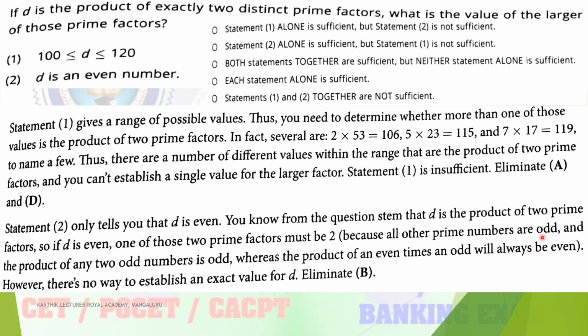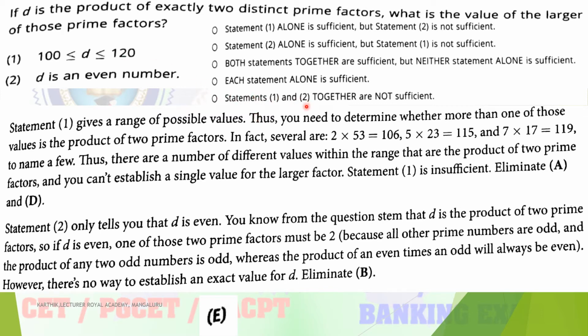The product of any two odd numbers is odd, whereas the product of an even and an odd number will always be even. So the product of two odd numbers is odd only. The product of even times odd is always even. However, it is also not possible to determine the answer. So which option is correct? Option E is correct. Each statement alone is not enough to answer the question.